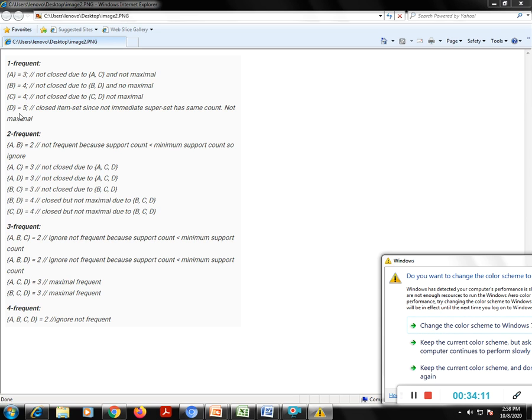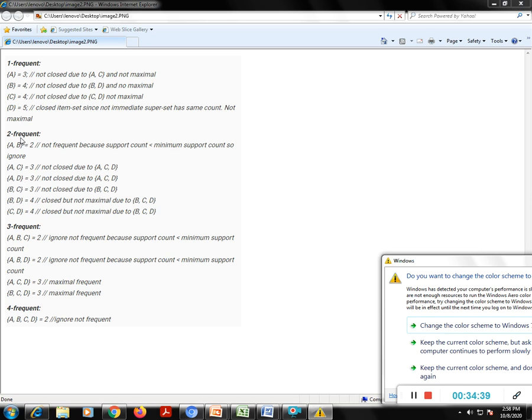What about D? D has value 5. What are its supersets? AD, BD and CD. What is the value of AD? 3, BD is 4 and CD is 4. Yes, all of them are less than its support count 5. So I will say that D is a closed item set, because its supersets do not match the 5. Therefore D is my closed item set.